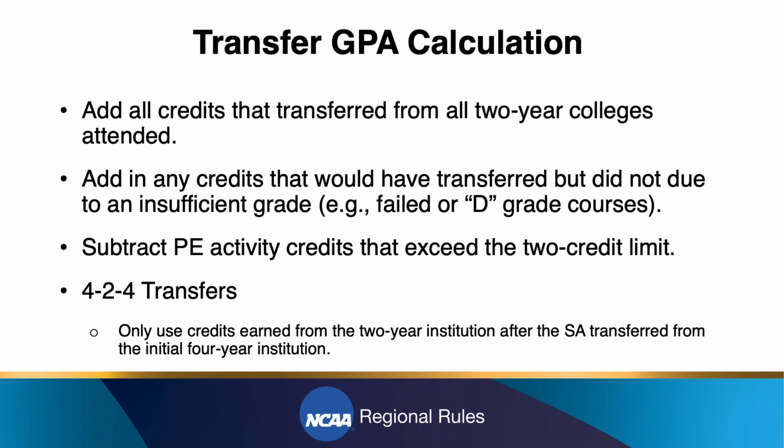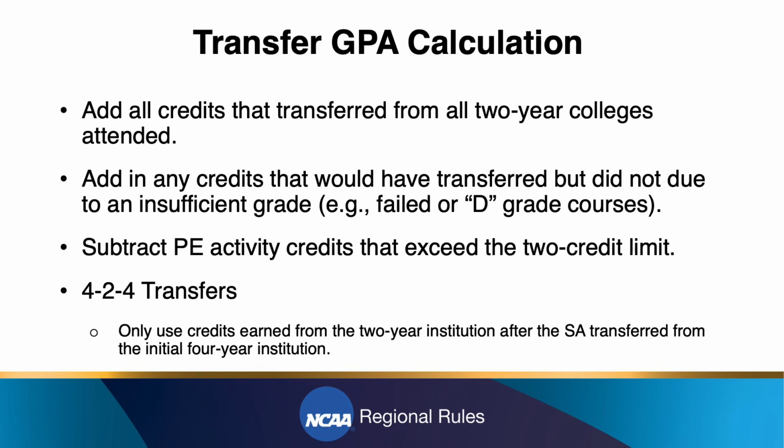Steps to calculating transfer GPA are listed below. Add all credits that transfer from all two-year colleges attended. Add any credits that would have transferred but did not due to an insufficient grade, for example, any failed courses or courses that did not meet the C threshold. Subtract physical education activity credits that exceed the 2-credit limit. Keep in mind, for repeated classes, use the grade from the most recent attempt. Ignore any institutional credit caps in this calculation.